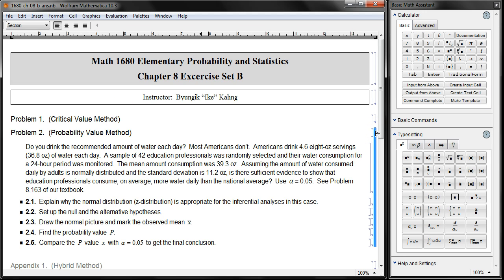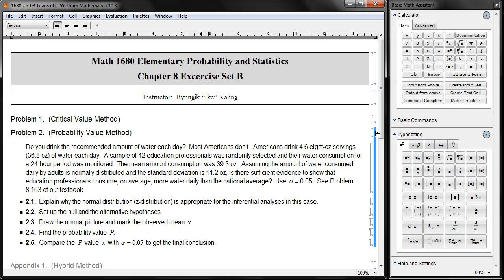Okay, here we go. Do you drink the recommended amount of water each day? Most Americans don't. Americans drink 4.68 ounce servings of water each day. A sample of 42 education professionals was randomly selected, and their water consumption for a 24-hour period was monitored. The mean amount consumption was 39.3 ounces.